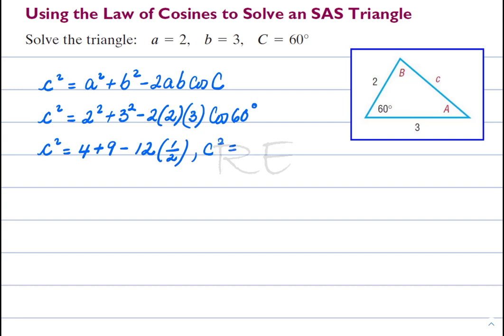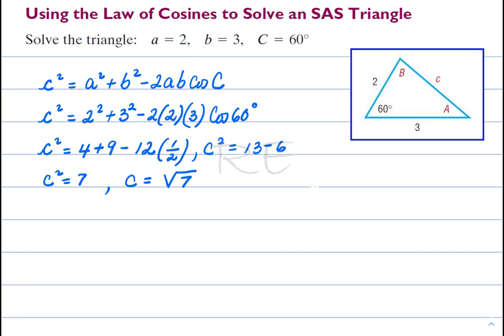C squared is equal to 13 minus 6. C squared is equal to 7, and C is equal to positive square root of 7.